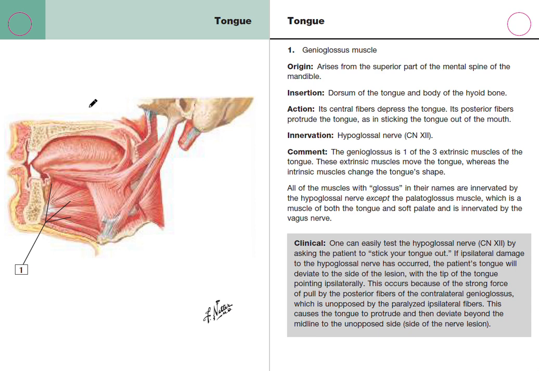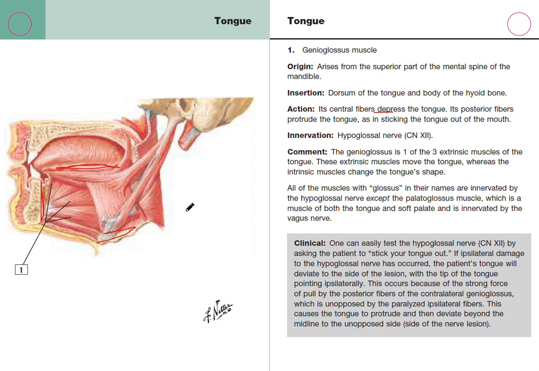We now move closer into the tongue itself, starting inferiorly with the genioglossus muscle, seen here on cut lateral view. The genioglossus arises from the superior part of the mental spine of the mandible, over here, and inserts into the dorsum, or the posterior aspect of the tongue, and the body of the hyoid bone. The genioglossus acts to depress the tongue, and its posterior fibers protrude the tongue, as in sticking the tongue out of the mouth.